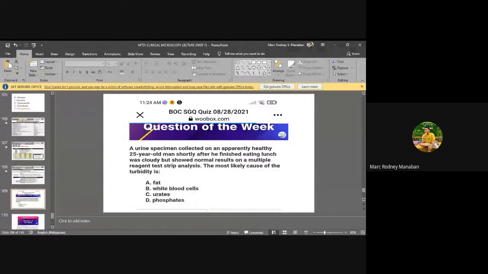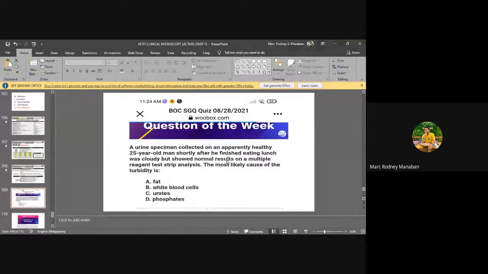Alright. Now, the question says here that the man is healthy. Yan, negative pa yung chem strip. So, therefore, makaingon ka na, okay, wala na siya sakit. So, therefore, ma-eliminate na nimo ang A and B, because A and B are pathologic causes of turbidity. Alright? So, you're left na lang with urates and phosphates.